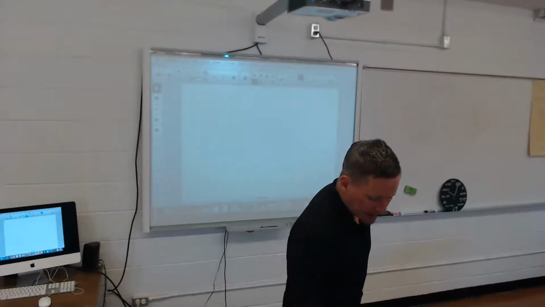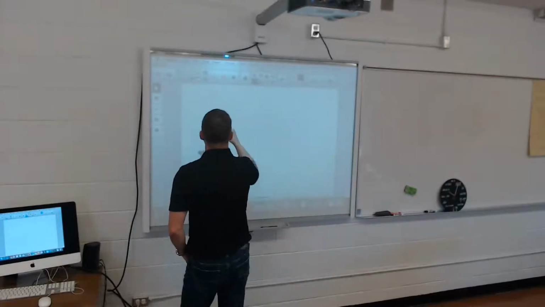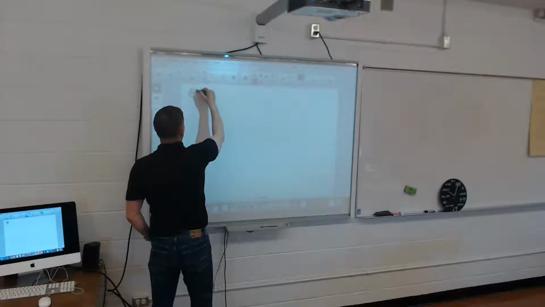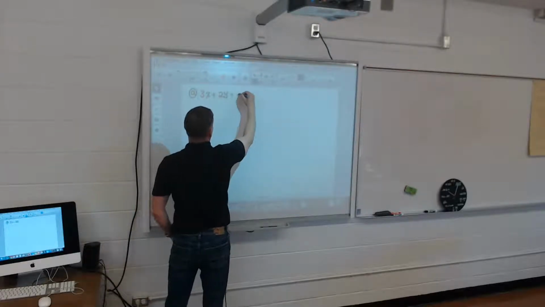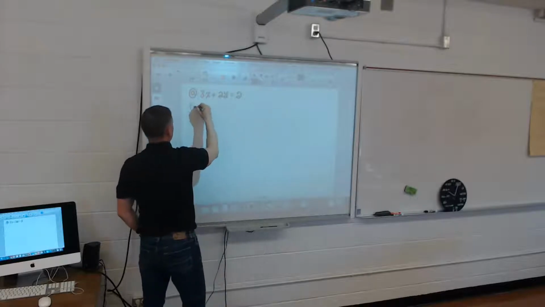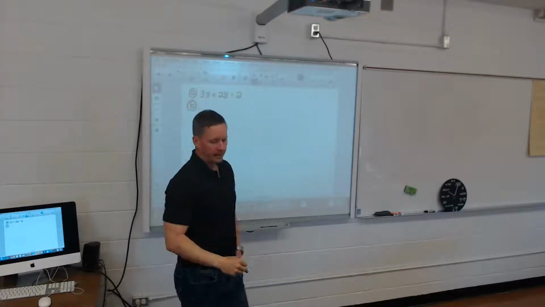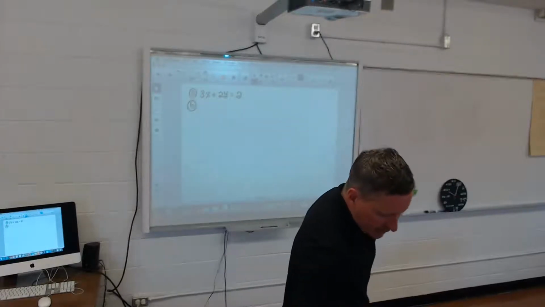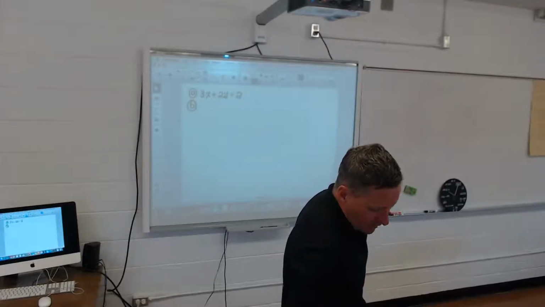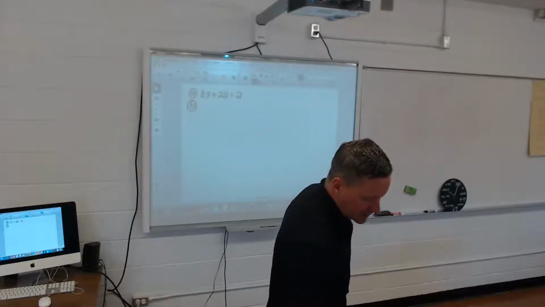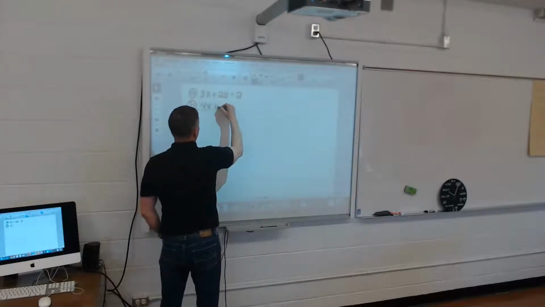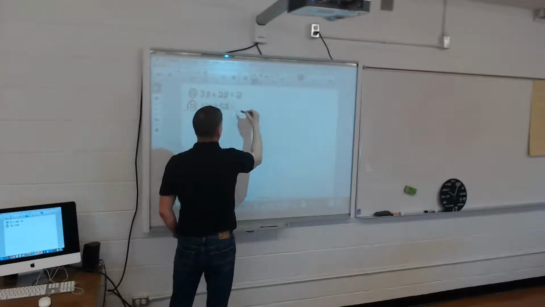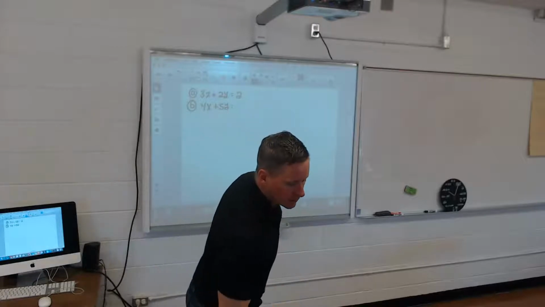It says 3x plus 2y equals 2. And the second equation has the x and the y on opposite sides, so I'm going to put them both on the same side. So I'm going to go 4x plus 5y is equal to 12.